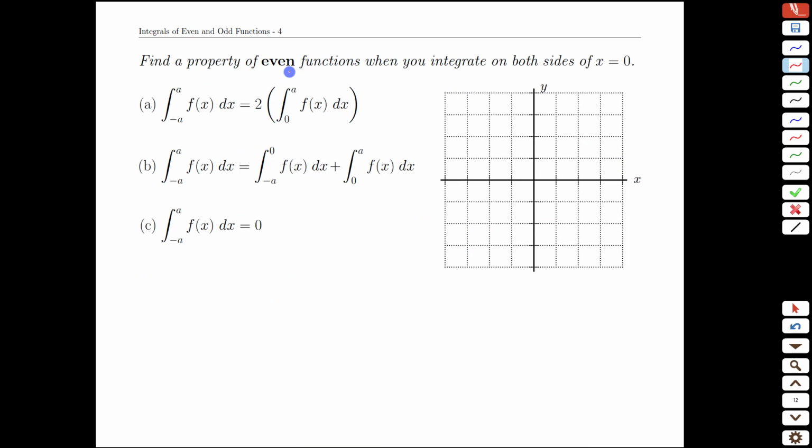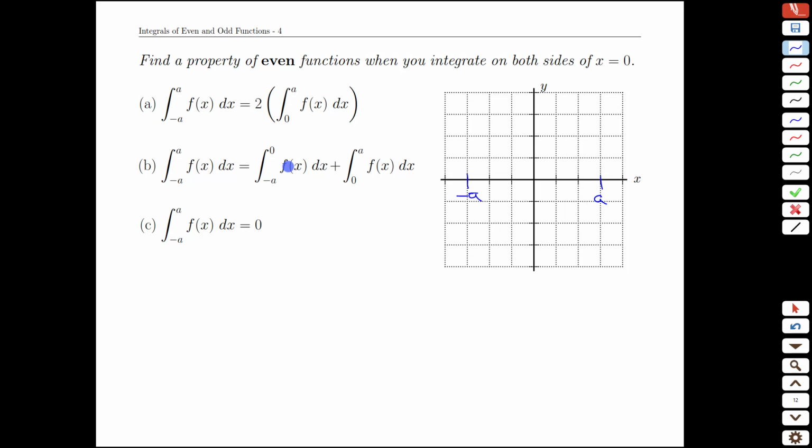Take a moment now to think about an even function. Again, we're going to look at symmetric intervals because that's where these are going to be most interesting. Think about what the symmetric interval from negative a to a could be rewritten as if we have an even function. Again, a sketch may help. You can pause the video and then we'll check in a moment.